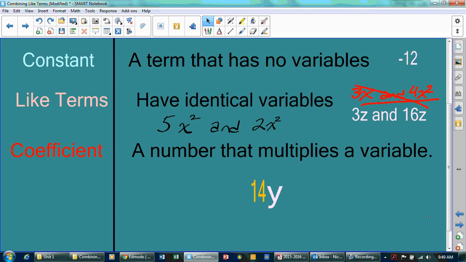Okay, and lastly, a coefficient. That's the number we multiply by the variable. Okay, so in this case, 14y, the 14 is the coefficient. Now, most of these should be familiar to you. If not, then this is something that you're going to want to memorize because these are words you're going to hear all year long.